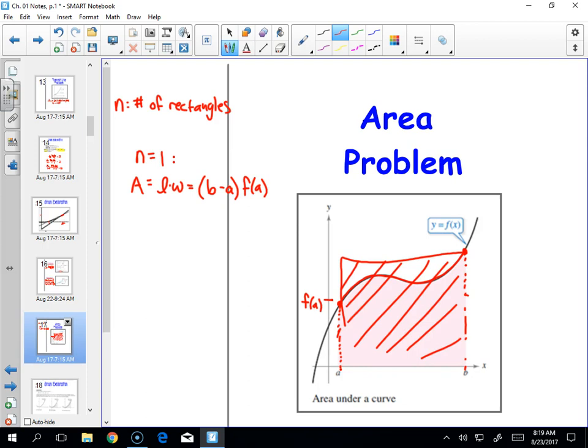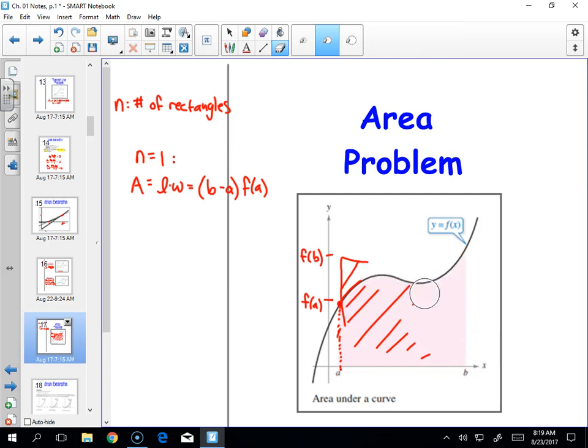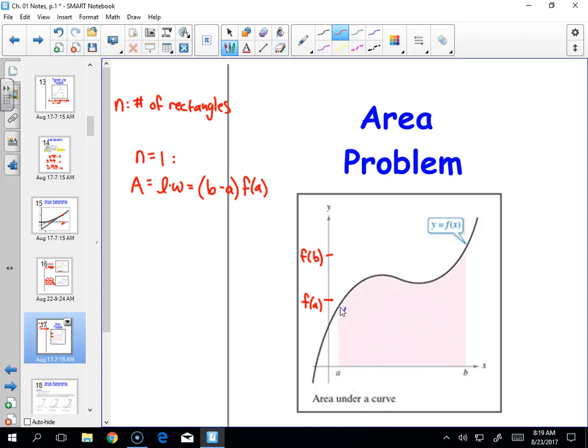But my question to you is, how would you do base times height with this guy? Still b minus a, but what's different now? Good. You guys see it? So I have two different heights I can choose from. Now, that's if I was approximating with n equals 1. And once again, you could choose from the right or from the left.